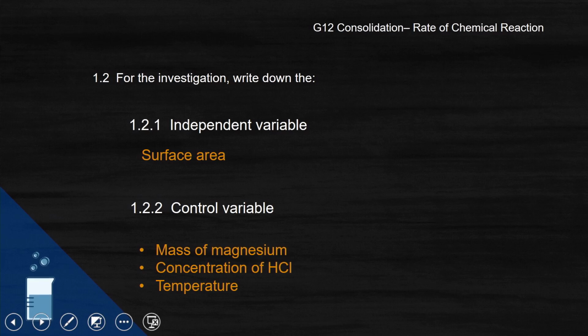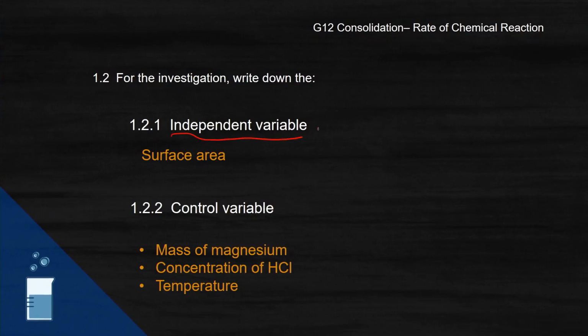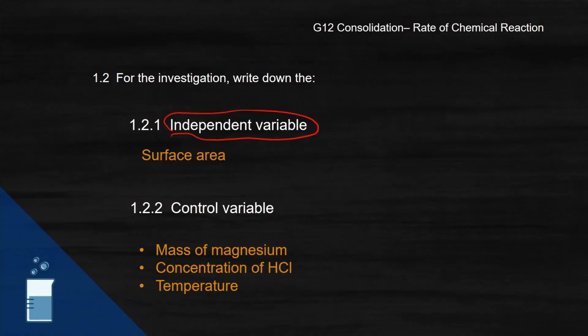Our next question for this investigation, to do with the magnesium solid reacting with the hydrochloric acid, write down which one is the independent variable. Now, the independent variable is that thing which is changed in the experiment, and it is a known change. And this one is the surface area, because we started off with ribbon and the second experiment used powder.